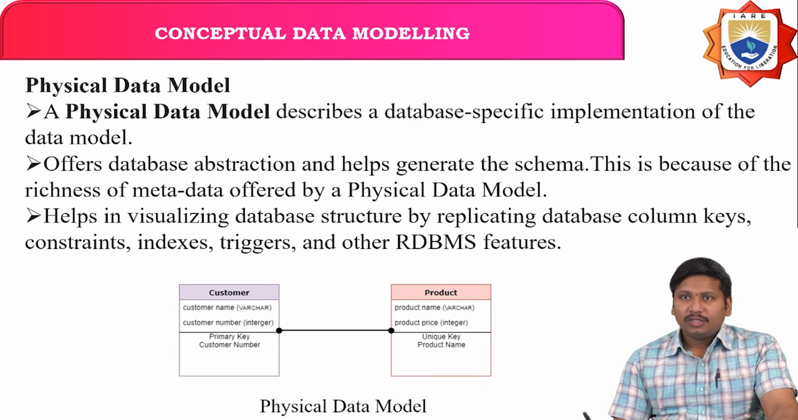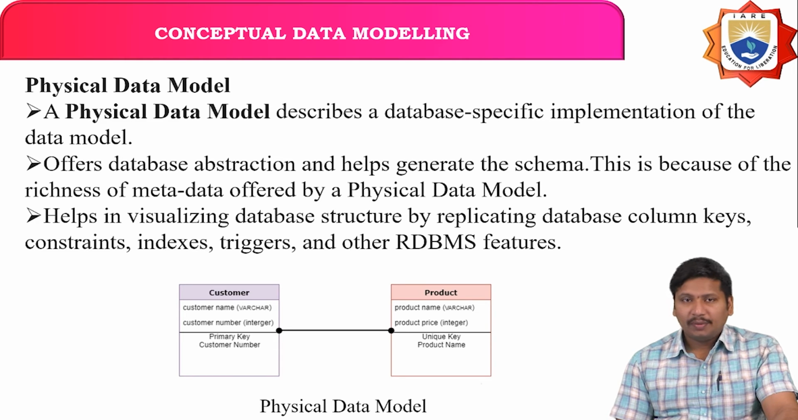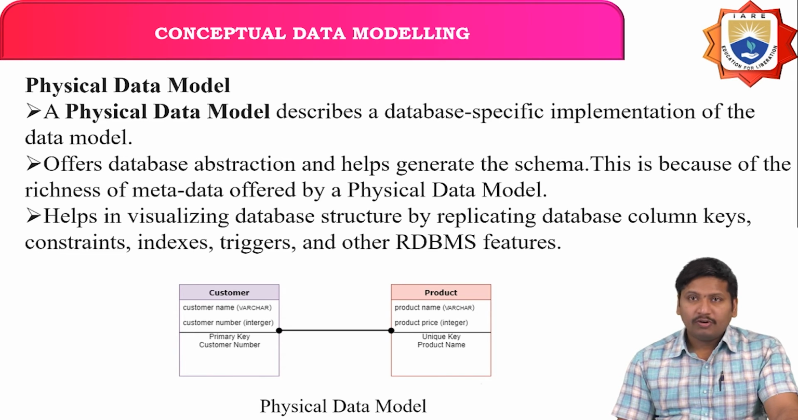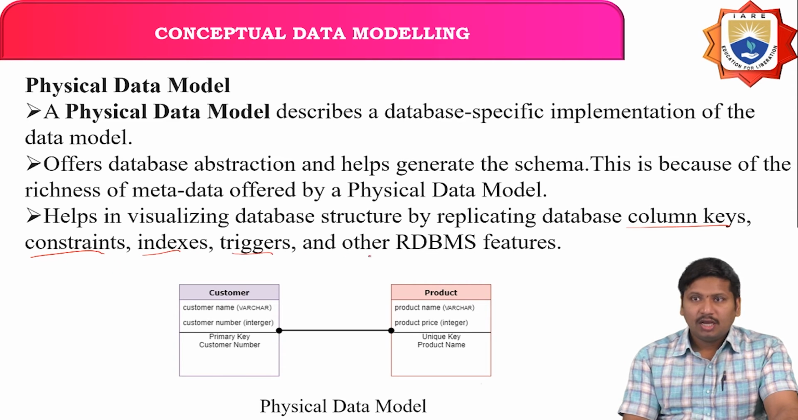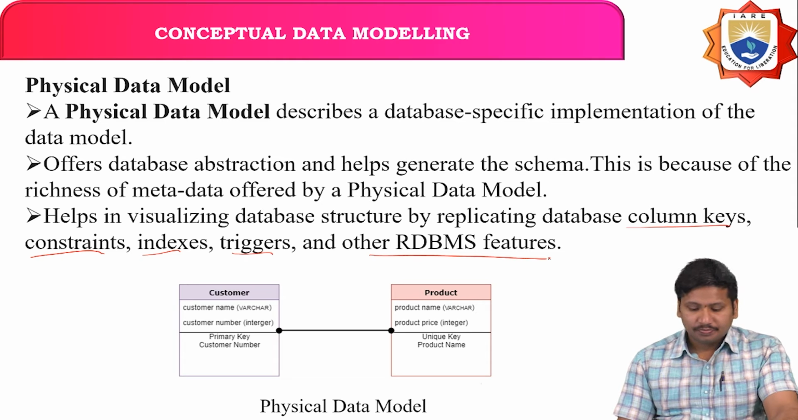So when it comes to this physical model, it should be able to describe the detailed implementation of how the database is going to be implemented by considering the model, and it should also offer database abstraction and help generate the schema. Because of the richness of metadata offered by the physical data model, it also helps in visualizing the database structure by replicating the database column keys, constraints, indices, triggers, and other relational database features.